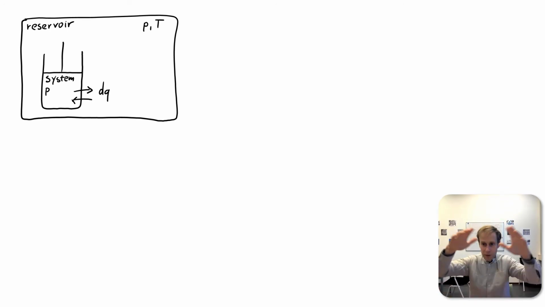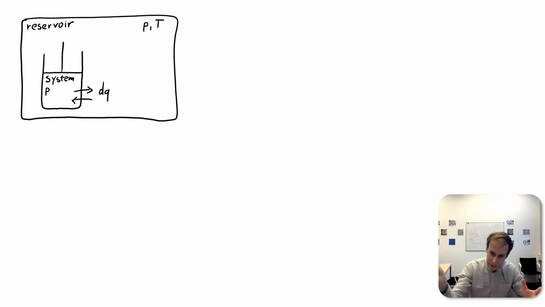But because the surrounding, the reservoir, is so huge compared to the system, its temperature is not going to change if there is any heat flow, because it's so big that any small amount of heat that is being taken from the reservoir is not going to change the temperature of the reservoir. So the temperature of the reservoir will stay constant, and because of the heat exchange, you will always have the same temperature in the system as you have in the surroundings, right?